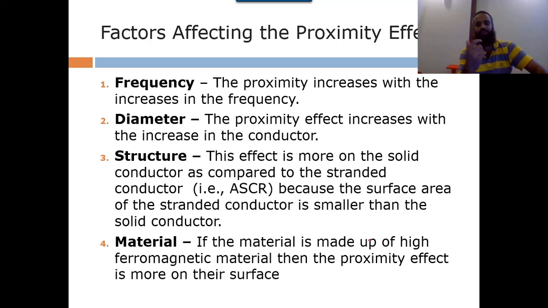The fourth point is the material. It depends on the ferromagnetic capability of the material. If the ferromagnetic capability of the material is larger, then the proximity effect is also larger. But if the ferromagnetic capability is lesser, then the proximity effect is lesser.